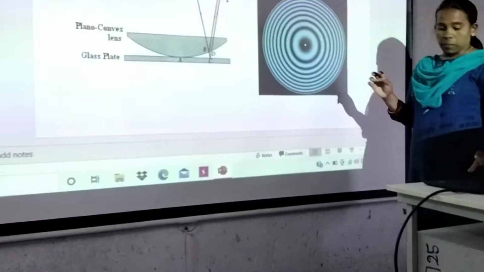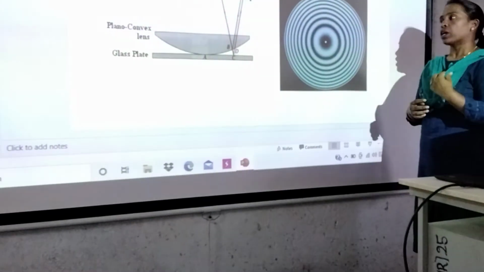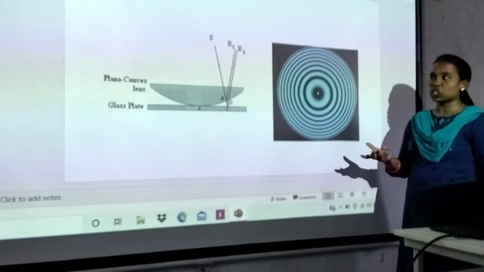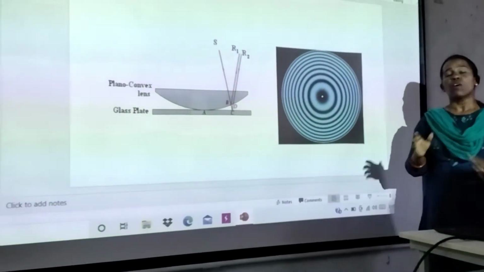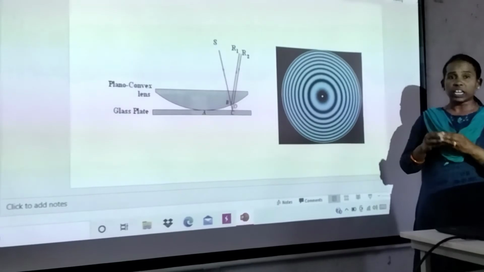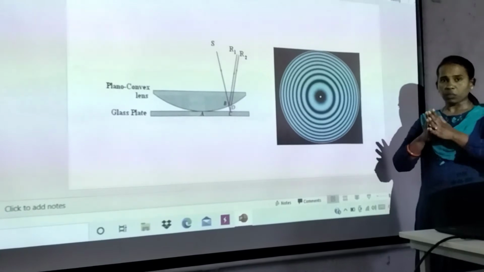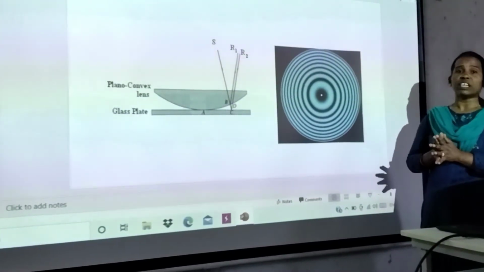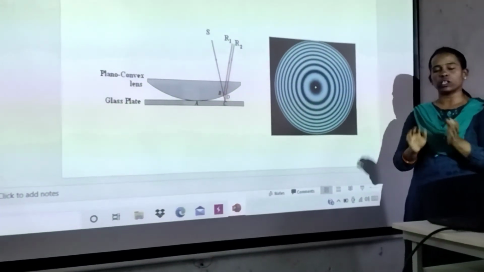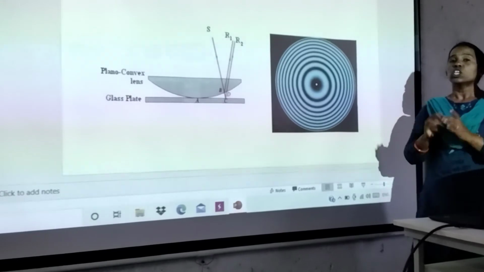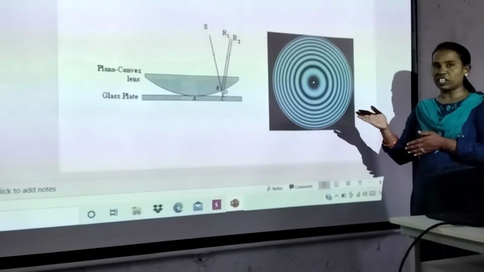Next, I would like to obtain an expression for the condition of constructive interference and the condition for destructive interference. In the first classes of interference, we studied that in order to get constructive interference, the path difference must be n lambda or 2n lambda by 2, and in order to get destructive interference, the path difference must be 2n plus 1 into lambda by 2. So odd multiples of lambda by 2 or even multiples of lambda by 2.